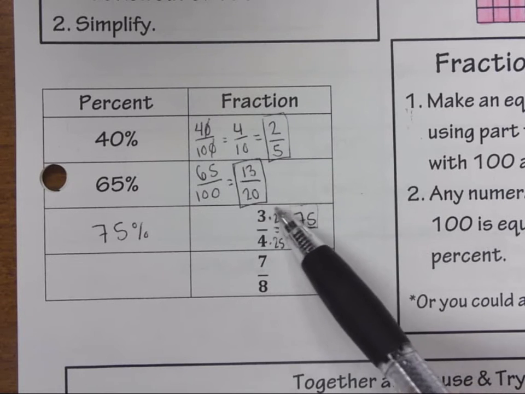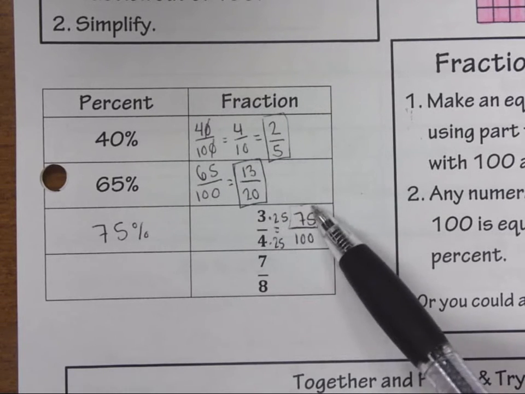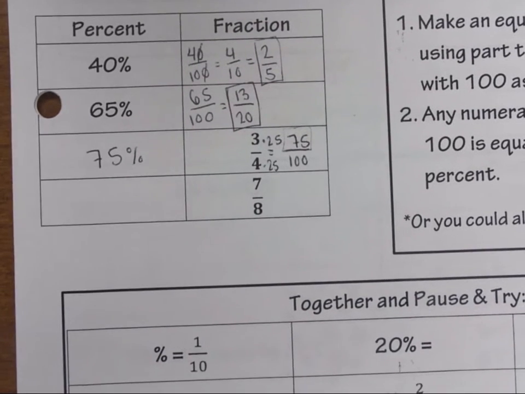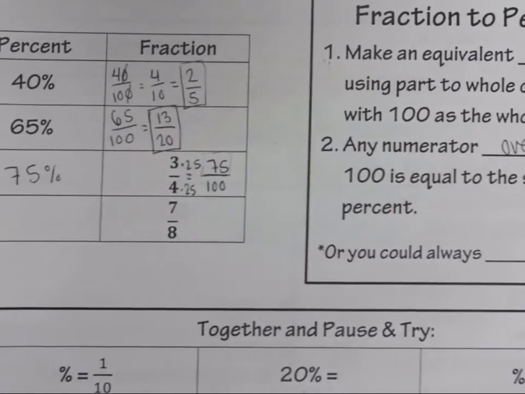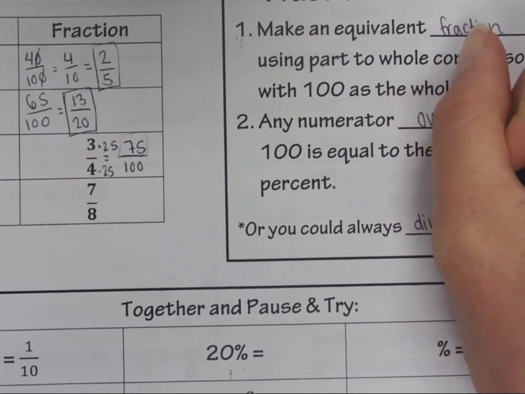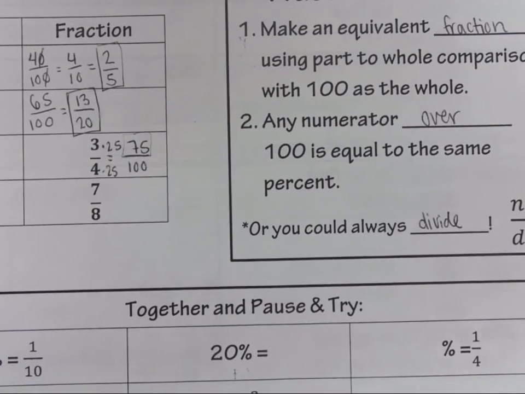Okay, so I multiply this one by 25, and I get 75 over 100, and the number on top is my percent. Now you're probably looking at 7/8 and saying, but 8 doesn't go into 100 evenly, and that's right. What you can also do is you can always divide the numerator by the denominator. This is the way I've shown you during the bell work.